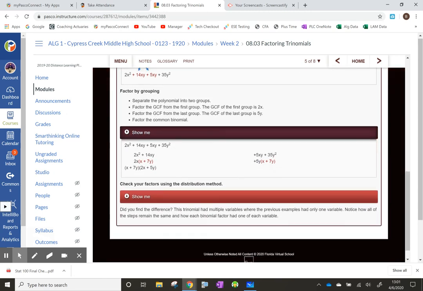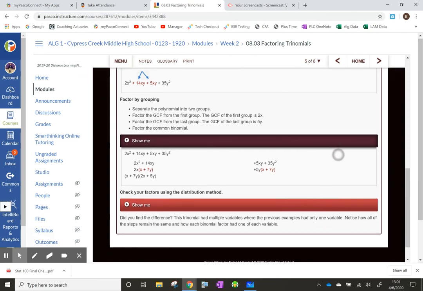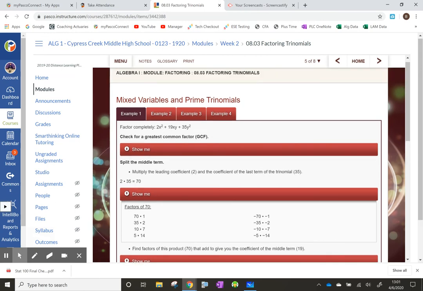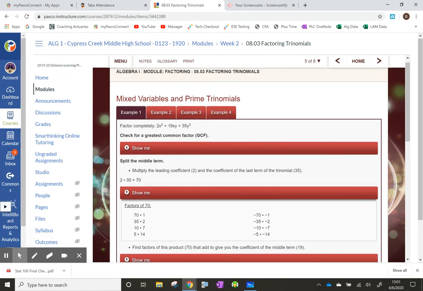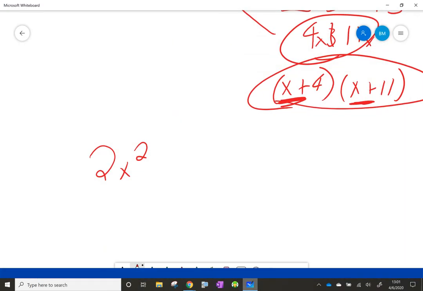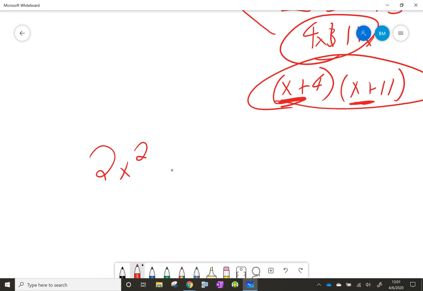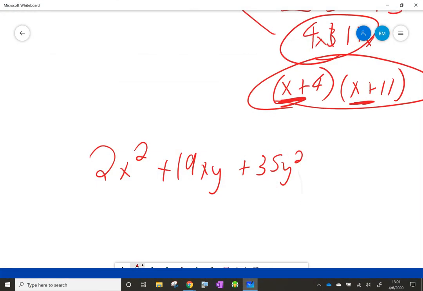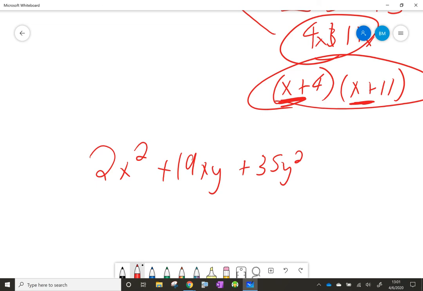All right. This part has two variables, still works pretty much the same way as the other one. You would still, let's go ahead, 2x squared. What else we had? Plus 19x. You can write there you go, plus 19xy plus 35y squared. Was that right? Let me double check. Yeah, okay. So you kind of do the same thing you were doing before.